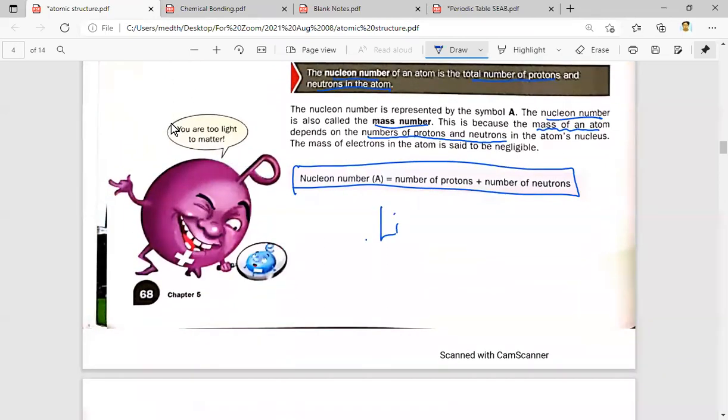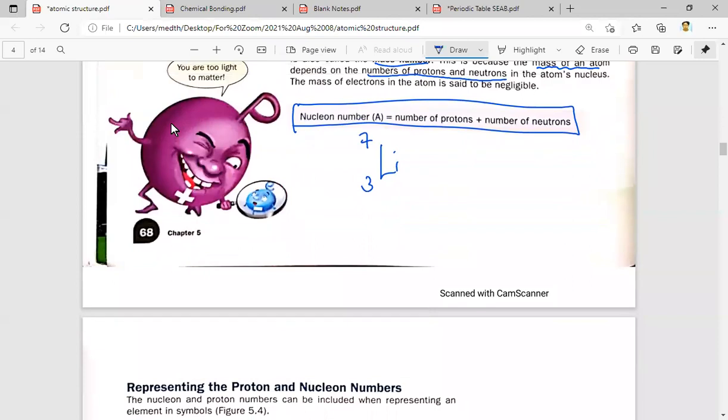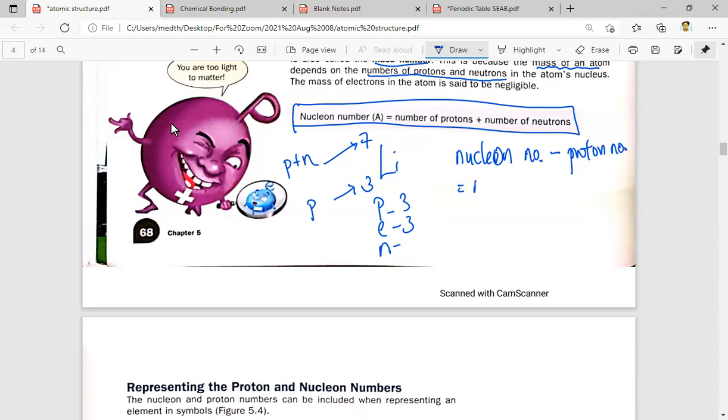So how do we go about using this information? I go back to the idea of lithium again. Lithium is 3 7. So for a lithium atom, P, E, and N: proton is 3, electron is 3, which we already determined just now. This number 7 here is actually the protons plus neutrons. The number here is the proton number. So to determine the number of neutrons, take the top number, the nucleon number, minus the proton number. This will give me the number of neutrons. In this case, the number of neutrons will be 7 minus 3, which equals 4.